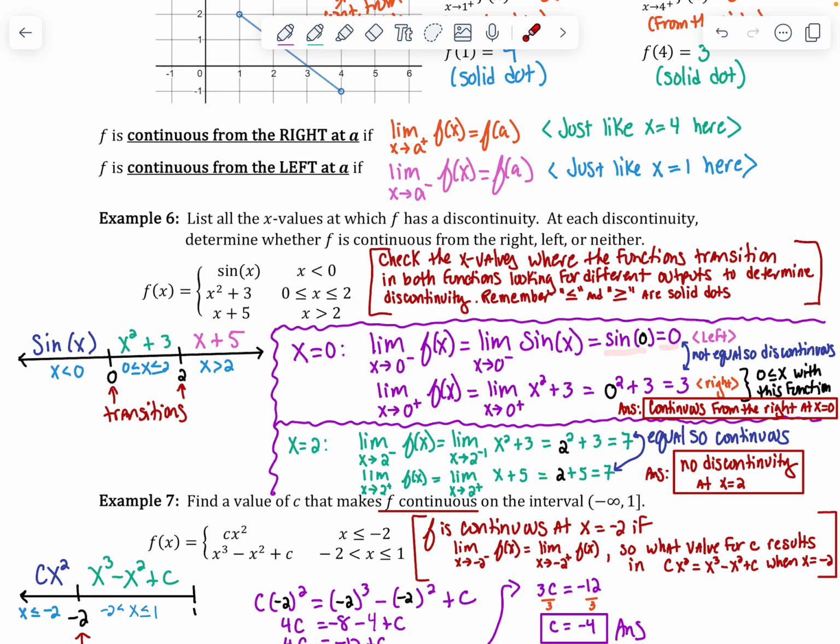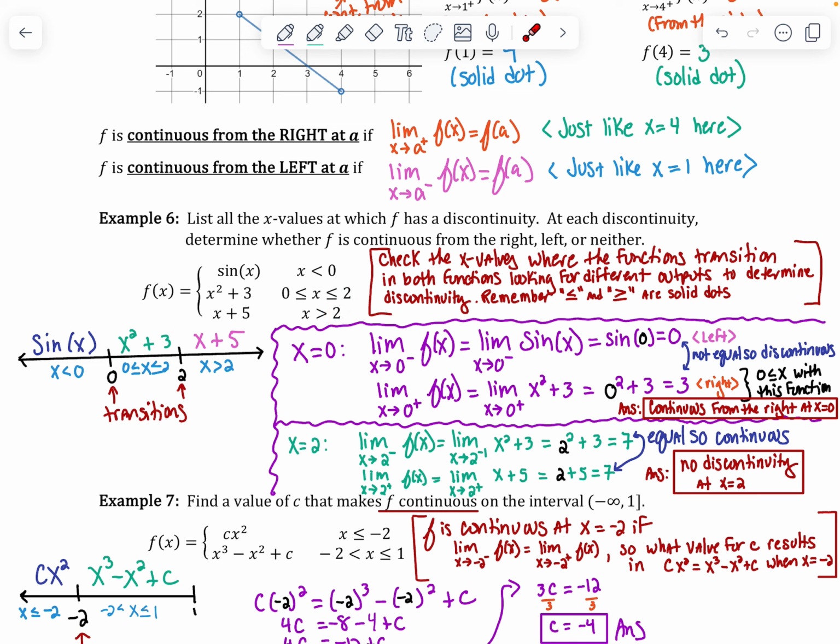The sine of 0 is 0. 0 squared plus 3 is just 3. These 2 values are not equal, so my function is discontinuous at 0. But what does the function equal at 0? Because we have less than or equal to in the second line, which is the x squared plus 3 function, and that was my right-hand function for x equals 0, my function is continuous from the right at x equals 0. Our next transition point is a 2.